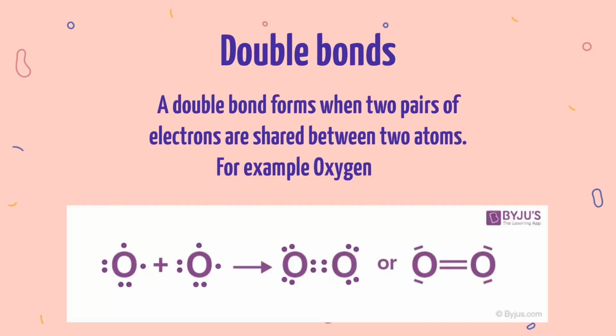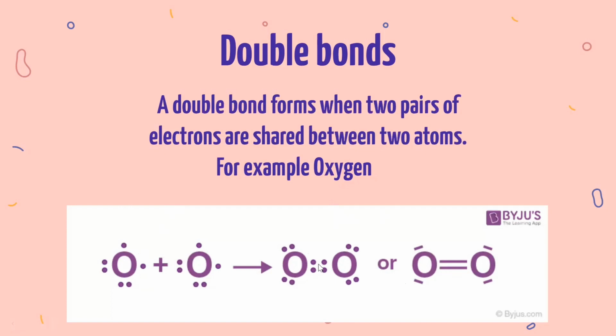And then we also have double bonds. A double bond is when two pairs of electrons are shared between two atoms. For example, oxygen, right? Oxygen is in group 16, so it needs two electrons to complete an octet. So what happens is two valence electrons from each oxygen come together and share to create an octet.